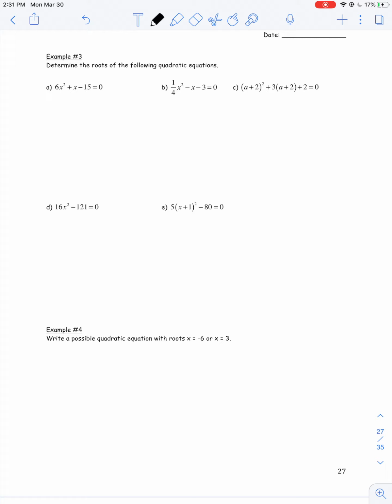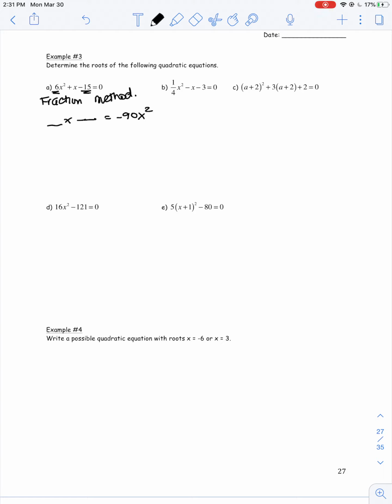Example number 3. Again, we're going to use either the box method, decomposition, or the fraction method. I'm going to use the fraction method, but you can use whatever method you want to break it up, as long as you get the same answer as me in the end. So I'm going to use the fraction method by multiplying 6 times negative 15 first, and that's going to give me negative 90.